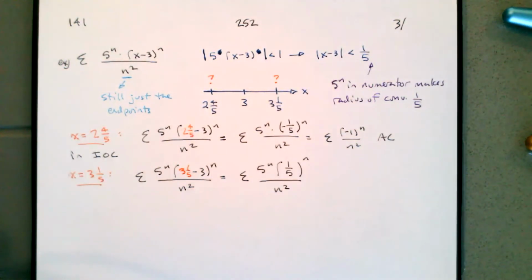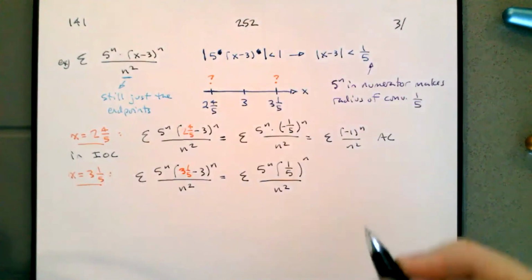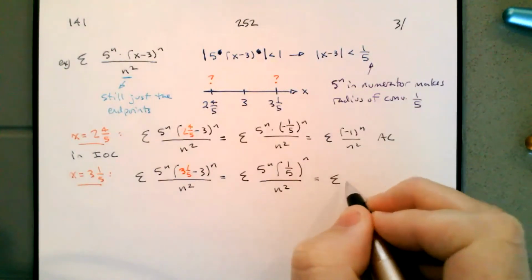So predictably, we see what happens. The 5 to the n, plugging in 3 and 1/5, gives us a 1/5 to the n, and the 5 to the n and the 1/5 to the n cancel out, and we have the non-alternating side.